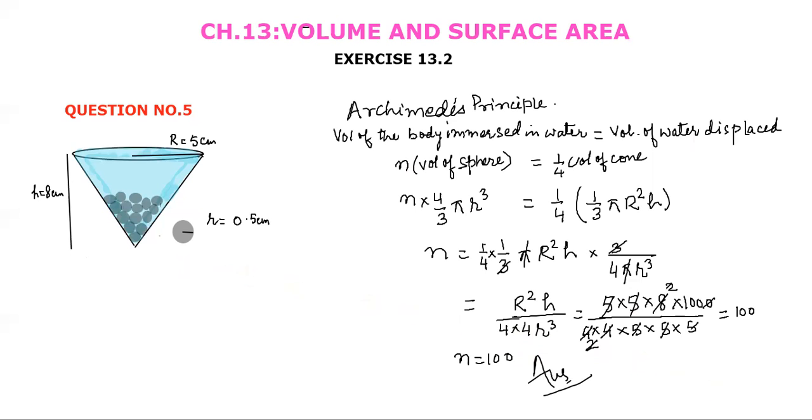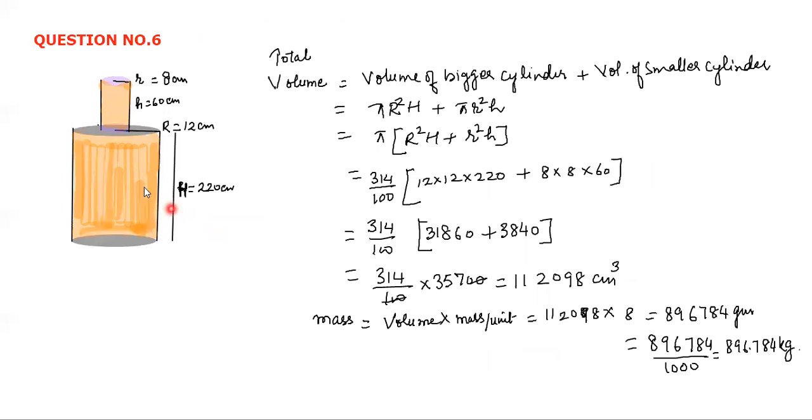Now let's move to the next question, children. In the next question, he is giving us that there are two cylinders. One is placed over the other. They are attached like this. The radius of the bigger one is 12 centimeter. Its height is 220 centimeter. The radius of the smaller is 8 centimeter and its height is 60 centimeter. So both have different radius, different height.